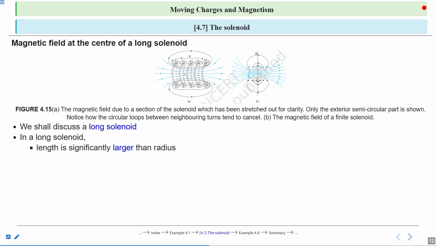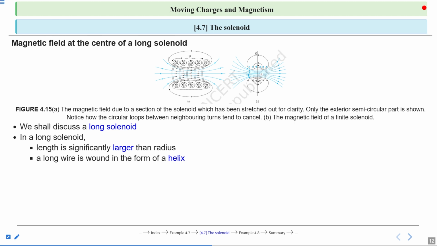It can be 1 meter, but if radius is 1 centimeter, then that 1 meter of length is very large as compared to radius, 100 times larger than radius. That means a long solenoid. It doesn't mean that length is very large, like 100 meters, 200 meters. No, it means that length is significantly larger than radius. Length is relatively larger than radius.